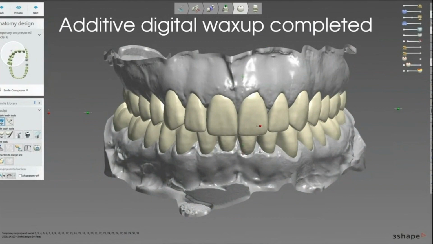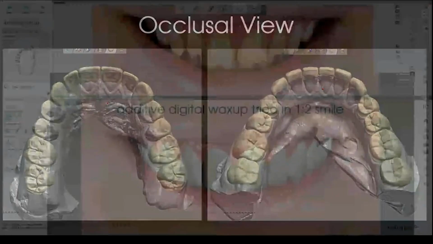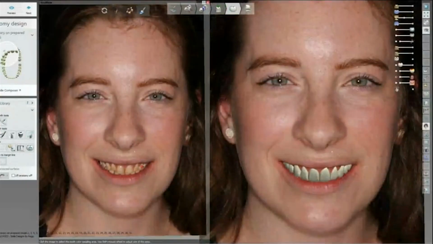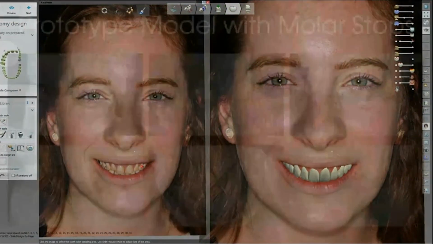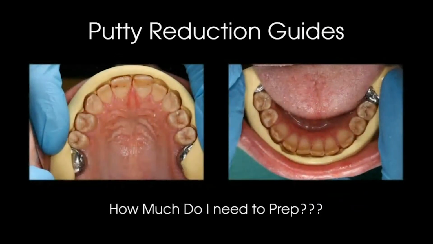And so this is what we would like her to look like. And so that's it from an occlusal view. And this is tried into her mouth to make sure everything is looking, it's not the prettiest, but certainly everything's in the right place. And then from here, you can see that's where she is when she smiles, and he sends everything back to me. So there's the prototype with the molar stops. I have molar stops because I'm prepping the anterior 20 first. And here's the case where the putty reduction guides are in.